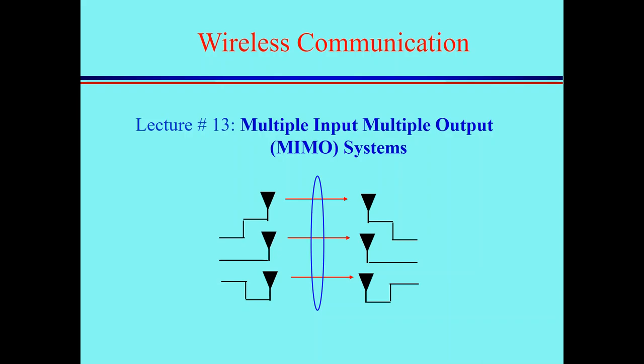So welcome everybody to the second part of the lecture. This is the 13th lecture of the wireless communication course. In this lecture we will be talking about multiple input, multiple output systems.